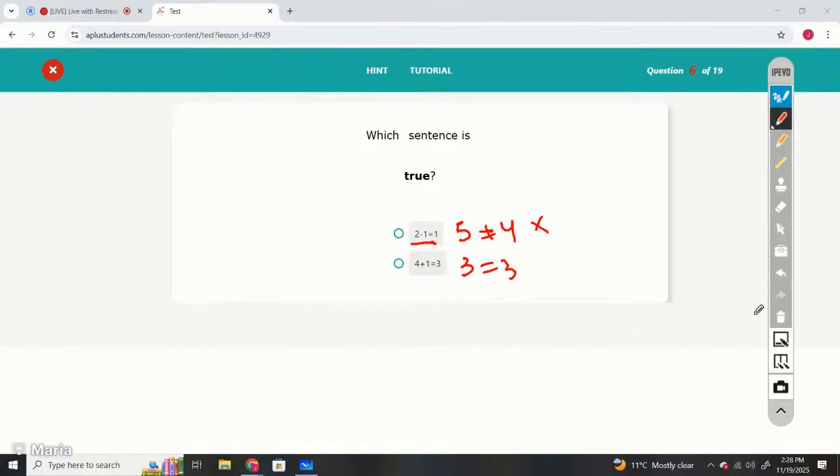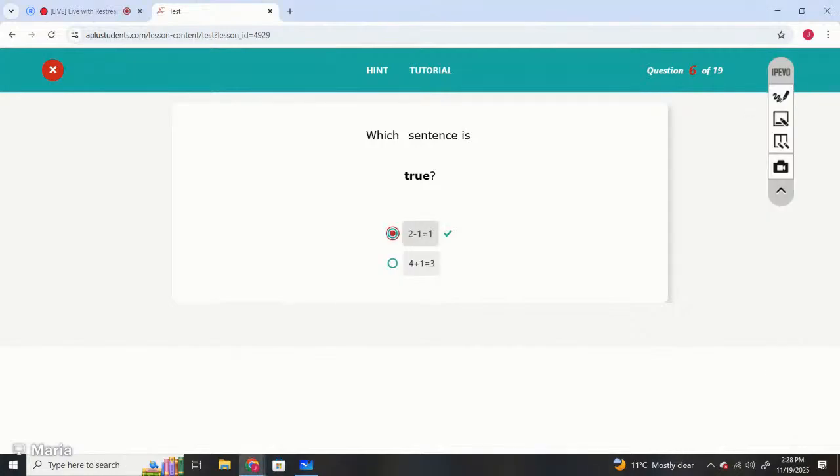2 minus 1 equals 1 and 4 plus 1 equals 3. Very good. Option number 1 is the correct option. That is 2 minus 1 equals 1.